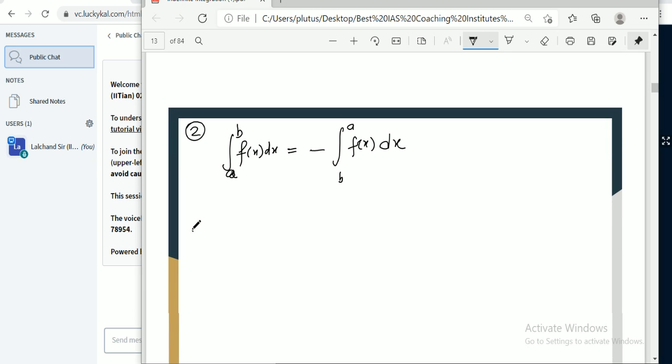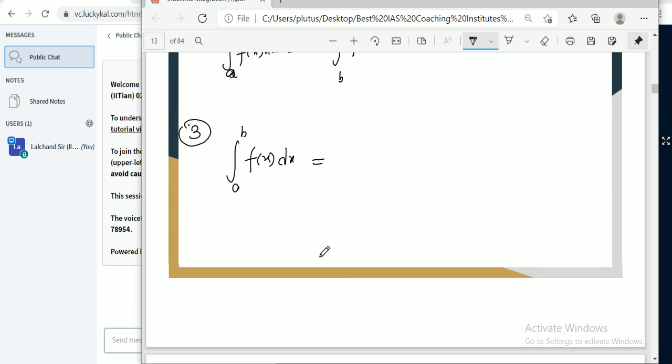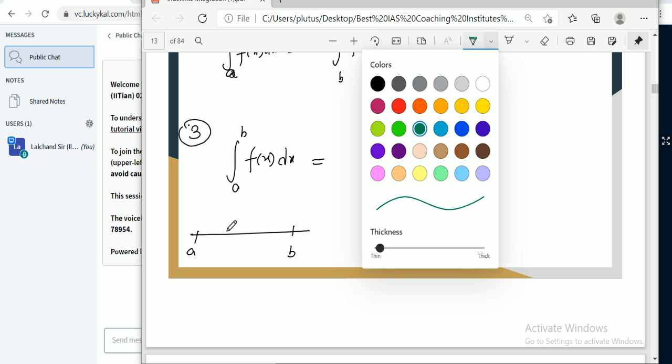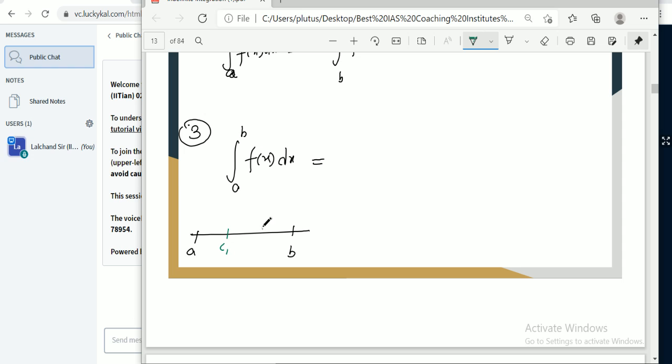So there is a third property. If I have an integral from, let's say, a to b of f(x) dx, let's suppose this point is a and this point is b. In between there are a few points, let's suppose c1 and c2. We can integrate first from this point to this point, then this to this, and this to this point.